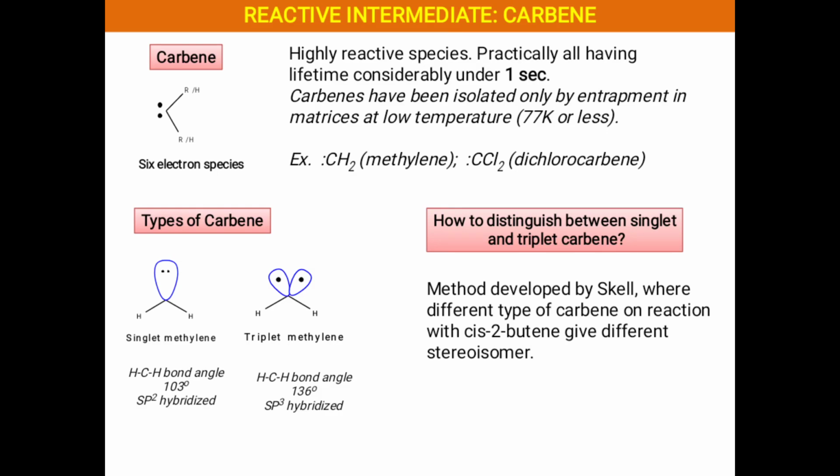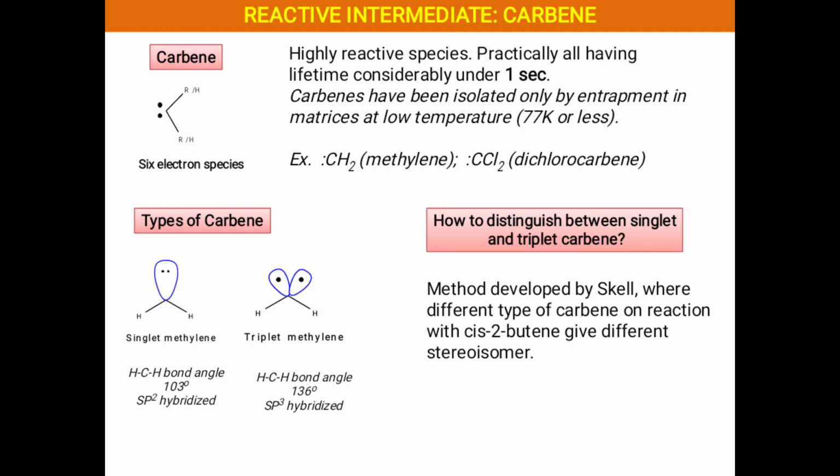Carbenes are highly reactive species, practically all having lifetimes considerably under 1 second. I already told you, carbenes have been isolated only by entrapment in matrices at low temperature. Examples: CH2, CCl2. Types of carbene: first one is singlet and next one is triplet. The H-C-H bond angle is 103 degrees, so the hybridization is sp2. Another one has an H-C-H bond angle of 138 degrees, sp hybridization.